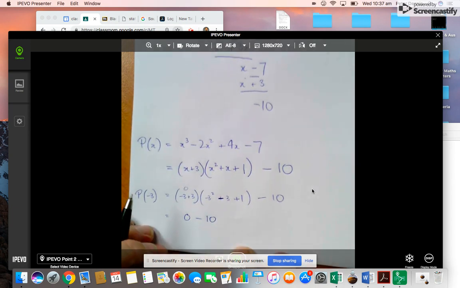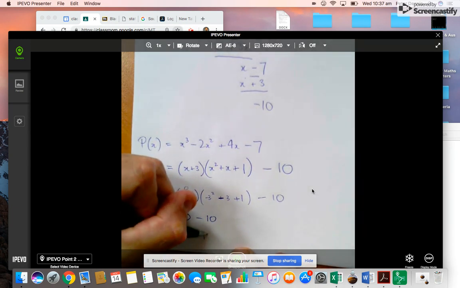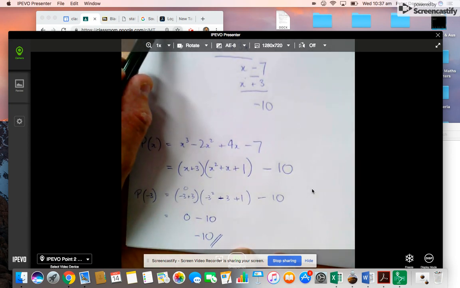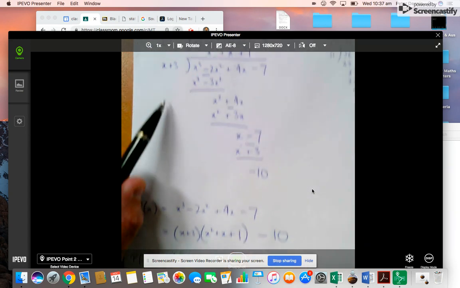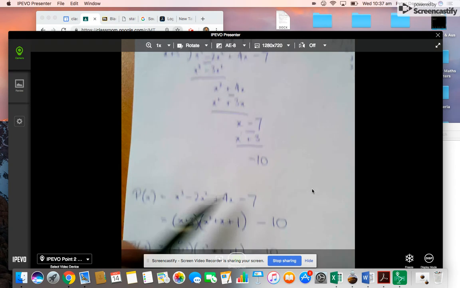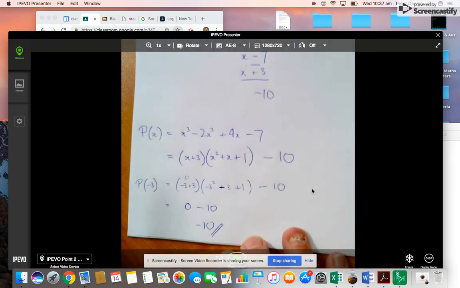That is the factor theorem. Minus 10. The factor theorem basically states that when x plus 3 is divided into this, the remainder is minus 10, and p of minus 3 is minus 10. Those two things are always the same.